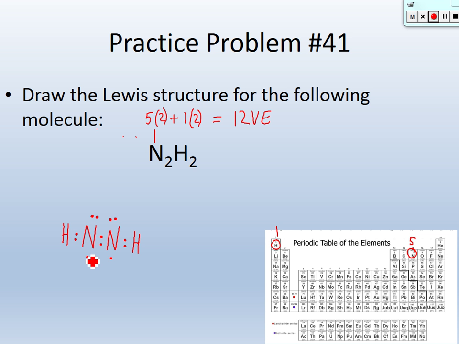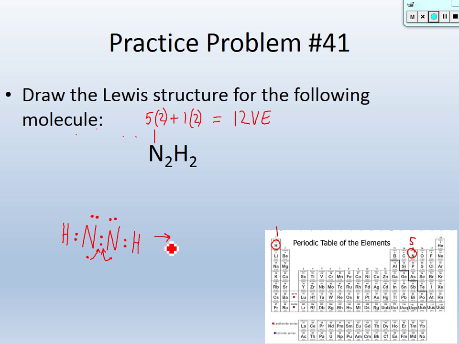remember, if you don't have enough, we look for electrons that we could share. And you notice that there's a single electron below each nitrogen here. If we move that up and share and create another shared pair between them, that will help the nitrogen obey the octet rule. So let's redraw it doing that.